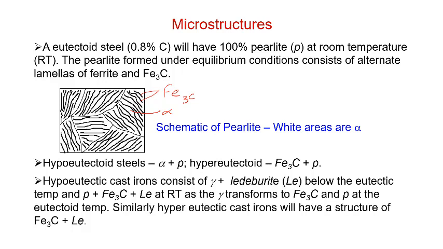On the other hand, if you have hypo or hyper-eutectoid compositions, then apart from the pearlite, you would either see the pro-eutectoid alpha phase or the pro-eutectoid cementite phase. And how does it exactly look in the microstructure? We have already seen an example of that.